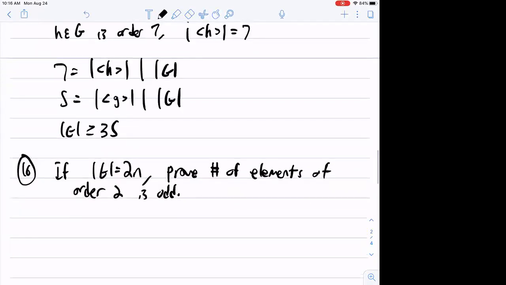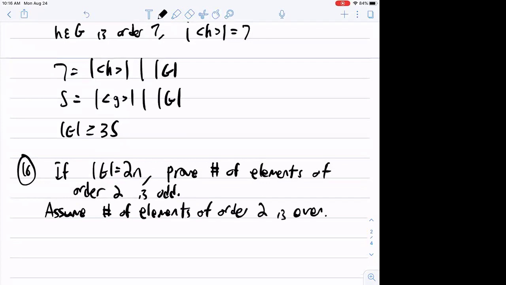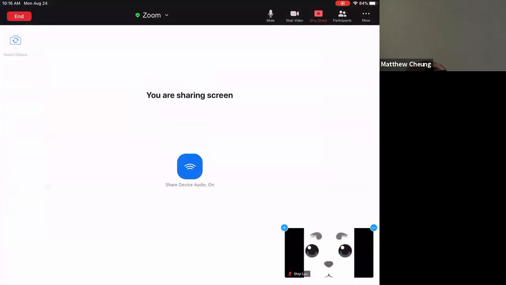So again, let's do contradiction. Assume the number of elements of order 2 is even. Does anyone see how to approach this? What is so special about elements of order 2 compared to elements of bigger order?